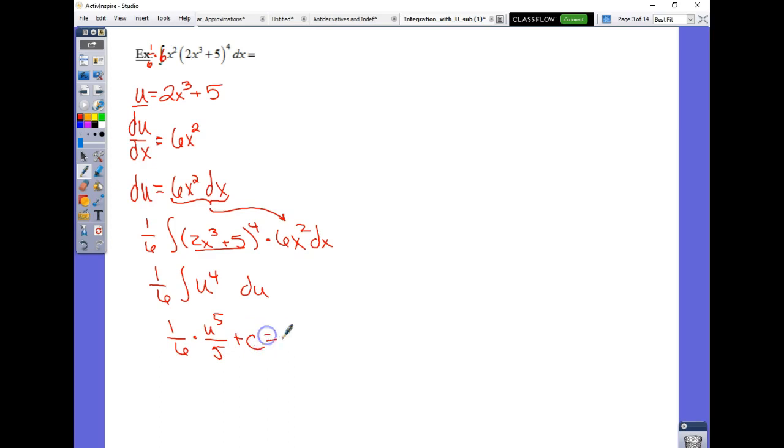plus c. I need to turn this into a problem back in terms of x, so I can call this 1/30th, and u to the fifth is going to be 2x cubed plus 5 to the fifth.